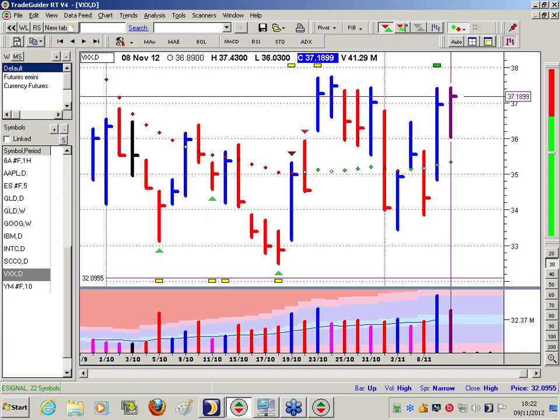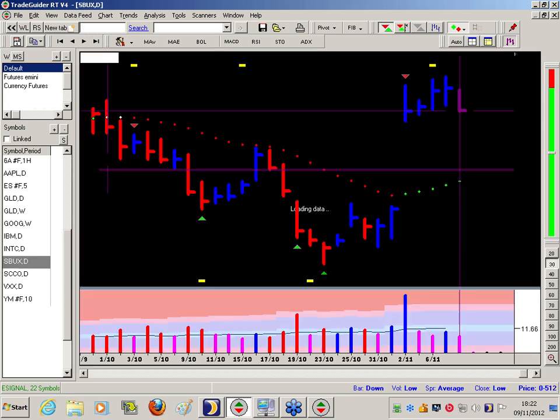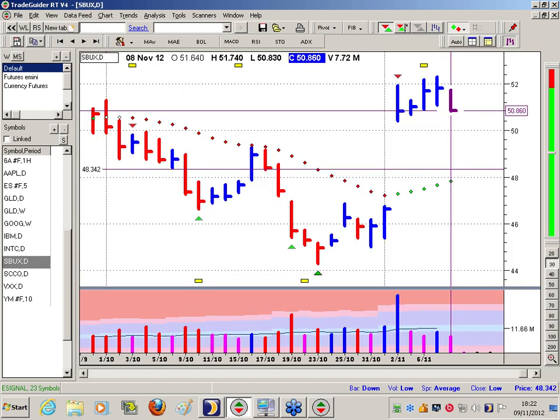SBUX for Starbucks. We can have the weekly, the daily, or the hourly. It held its high this week, says Starbucks. So this is the daily chart of Starbucks, SBUX. It's got some weakness. Well, this is Starbucks. Matter of fact, I like coffee, especially American coffee.